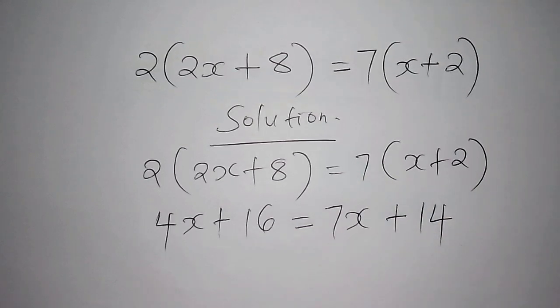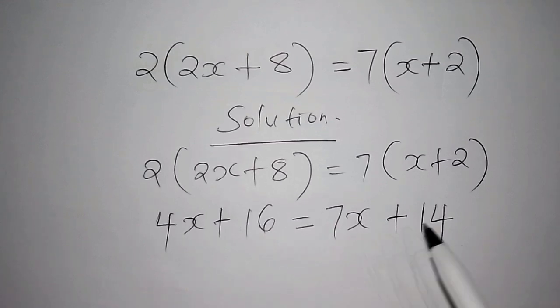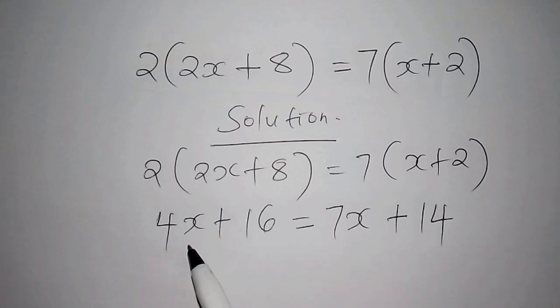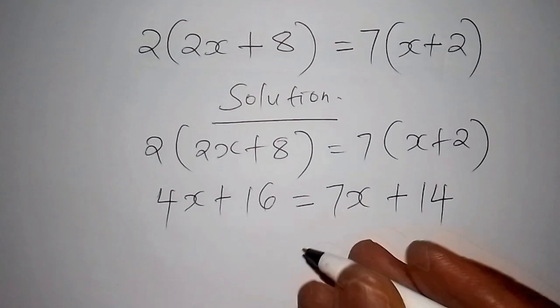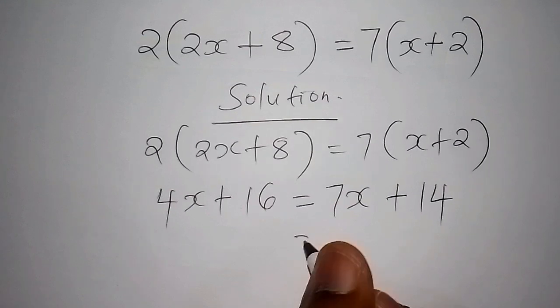Once we reach that step, it is improper for us to just add 4x plus 16, simply because x is unknown and 16 is known. In the same way, 7x is unknown and 14 is known. So we bring the unknowns, or the like terms, on the same side, and the known numbers on the other side. The like terms here are 4x and 7x. So let's bring them on the same side.